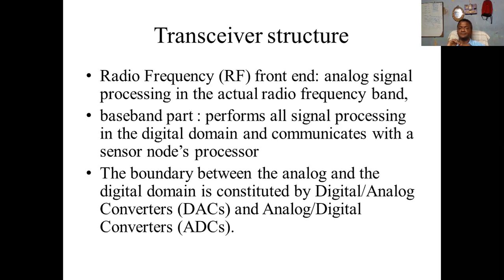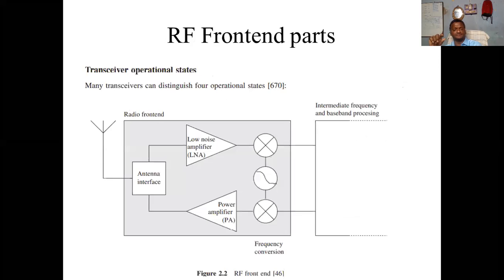So this is the basic structure of the transceiver. I repeat, it contains three parts. One is called the radio front end. The second one is called the baseband. The third one is the boundary between these two, a converter: digital to analog and analog to digital converter.